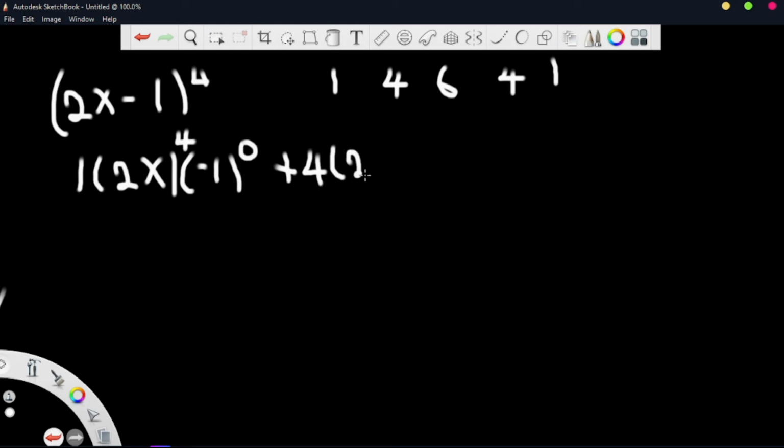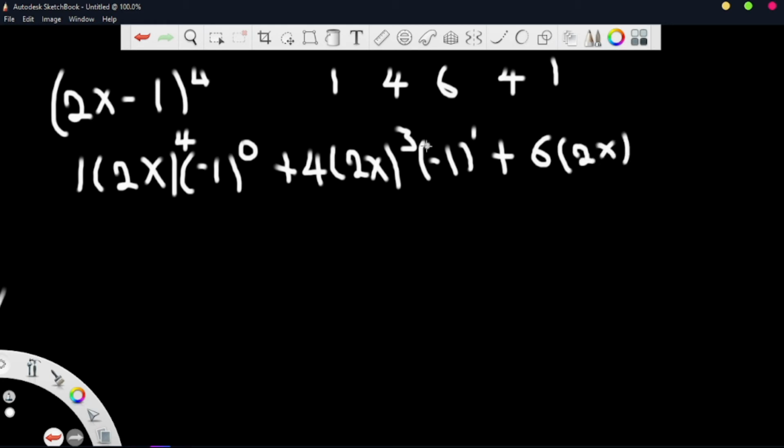And then I'm going to do the same and then say plus, my next coefficient is 4, and then I have 2x. So here we're going to be going the ascending powers of x. So my x was raised to the 4th, so now it will be raised to the 3rd, and then my negative 1 will be raised to the 1st power, just like that. And then plus my 6 now, and then I'm going to have 2x raised to, this was the 3rd, so it becomes to the 2nd, and then my negative 1 increases, it was 1, now it becomes 2.